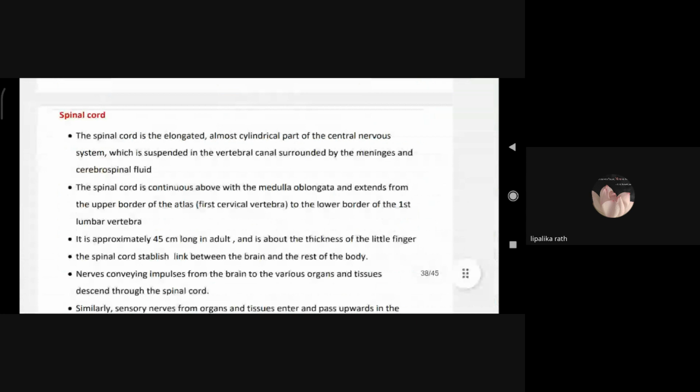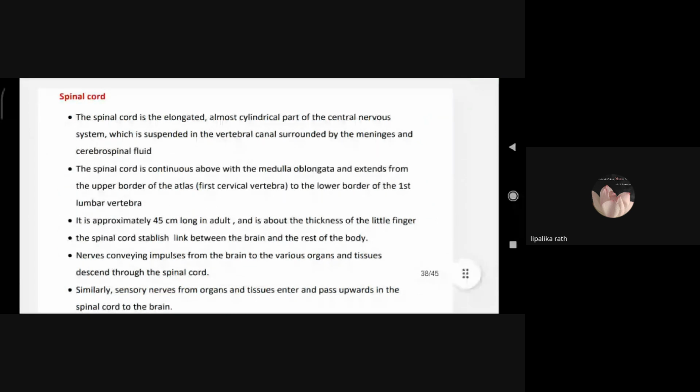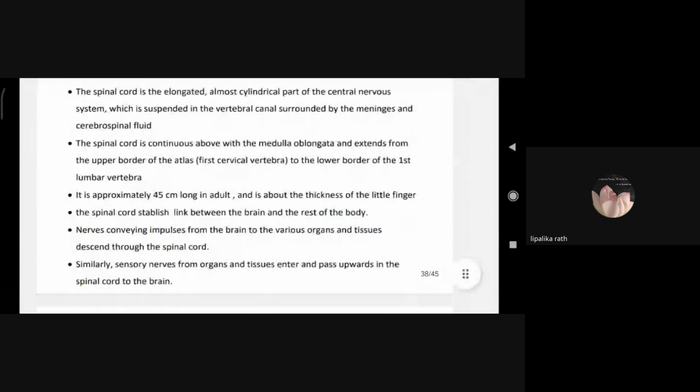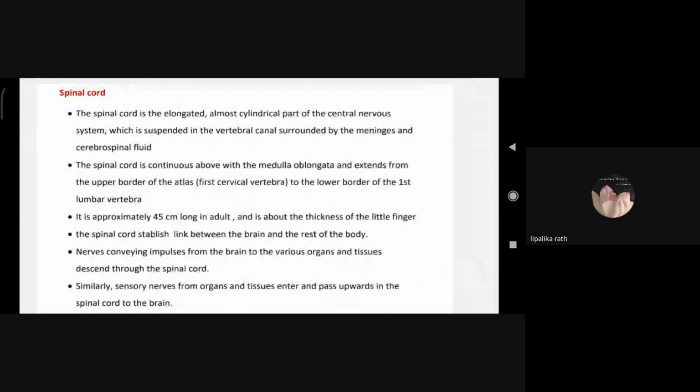Next is spinal cord. So do you want to stop here or should we go on? If anyone needs to stop, then please tell me at any time you feel it's over. So next is spinal cord.